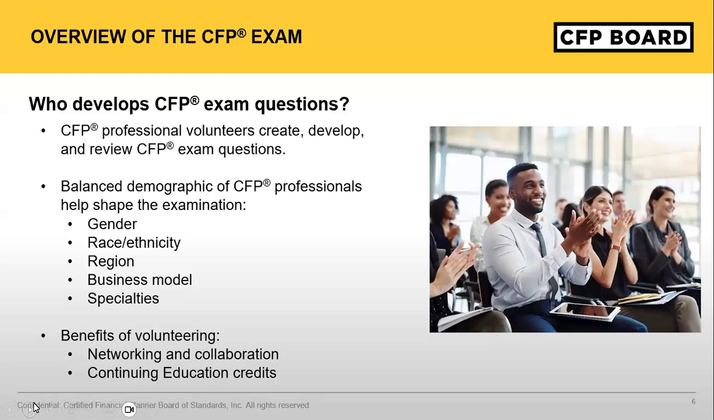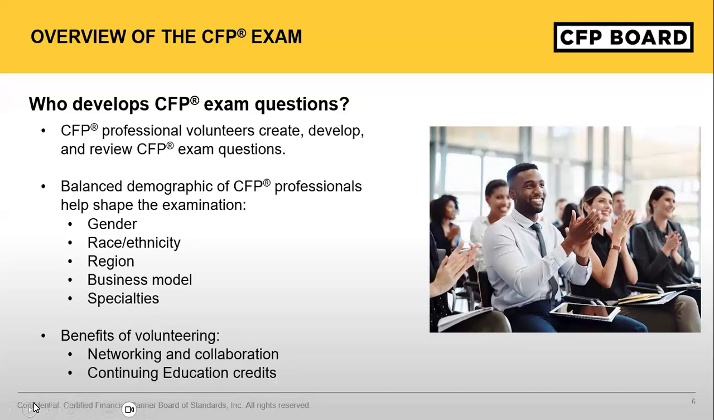Now, you may wonder, who are these people? How do we determine who's the right person to be a volunteer to develop the exam? First of all, like I said, they have to be certified. So they're all CFP professionals, meaning they have the prerequisite knowledge to even be involved with the exam at all.